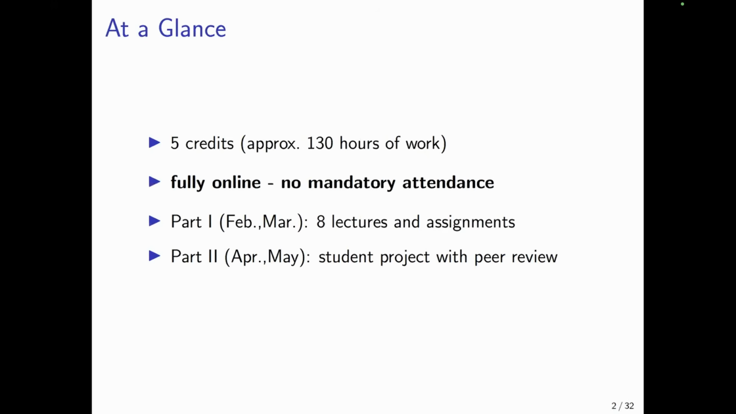Okay, so the quick overview of the course parameters. This is a 5-credit course, so this corresponds to approximately 130 hours of work. It's offered fully online, so there's no mandatory attendance. Some of you might be now in the lecture hall, so sometimes I will be also present in the lecture hall. And I encourage you to use this opportunity to come to the lecture hall and meet other students. But I understand that you also have busy calendars, so in principle there's no mandatory attendance for any activity.